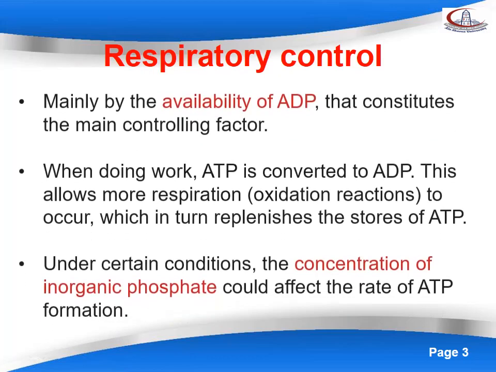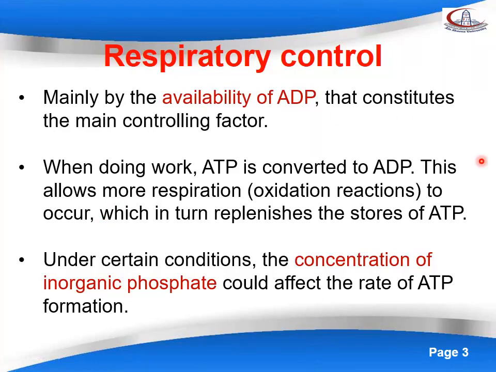The main factor that plays a role in controlling the respiratory chain is the availability of ADP. ADP is the main regulatory mechanism controlling oxidative respiration along the respiratory chain. Increasing ADP means that the cell is in a low energy state. When doing work, ATP is converted into ADP.